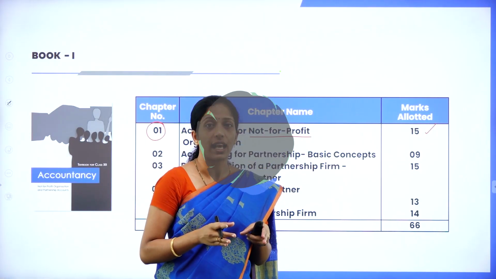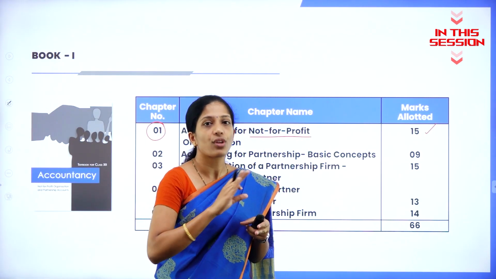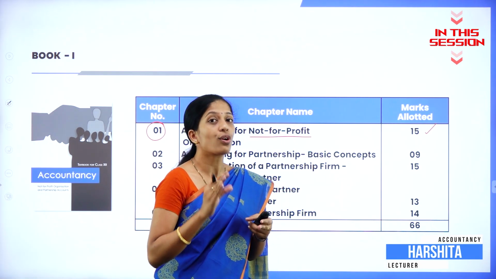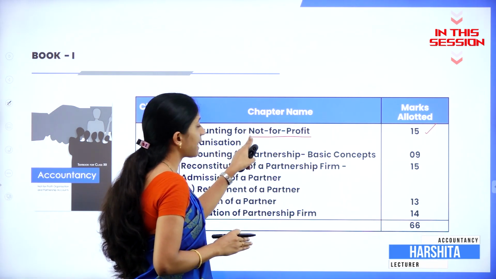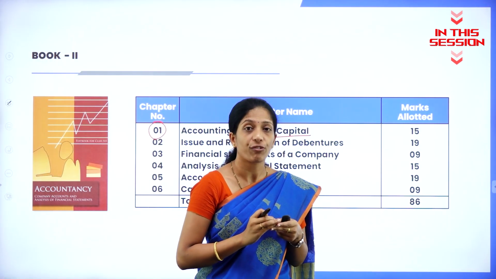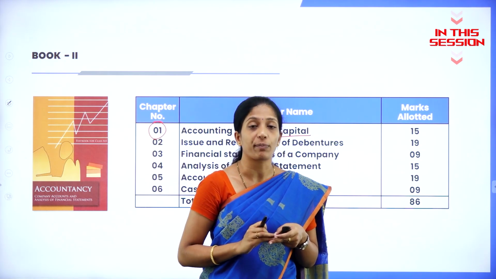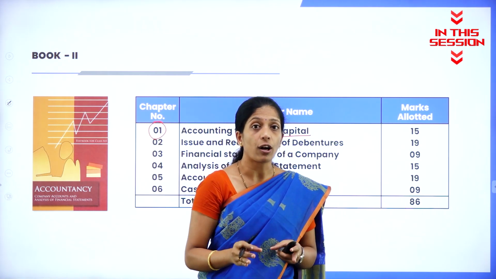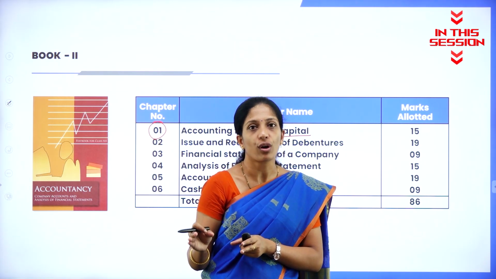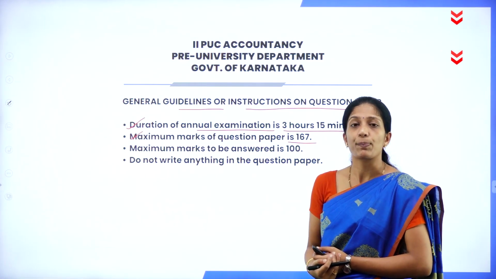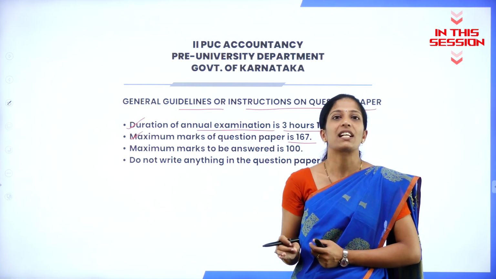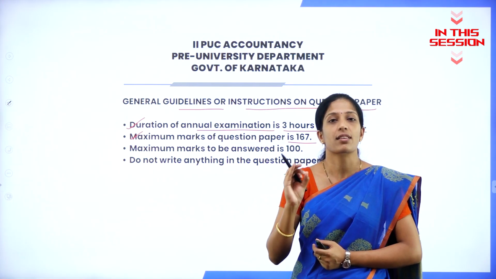There are certain organizations where their motive is not to earn profit but to render service to the society. So those type of organization we will call it as not for profit. What are the journal entries that have to be followed while collecting the amount from the shareholders? So it may be in terms of application stage, allotment stage and respective call stage. If you see the second PUC question paper, the maximum question paper or the total weightage of the question paper will be 167 marks.